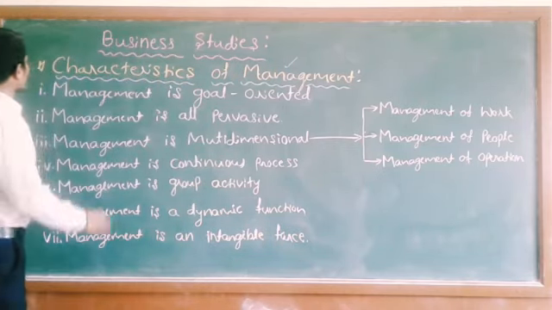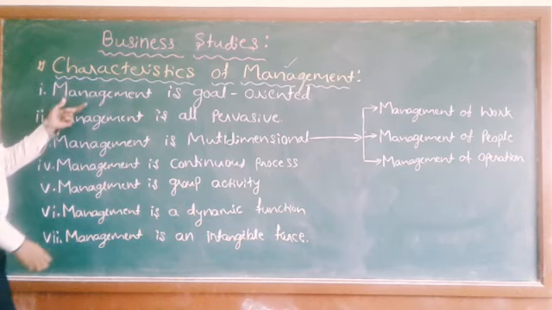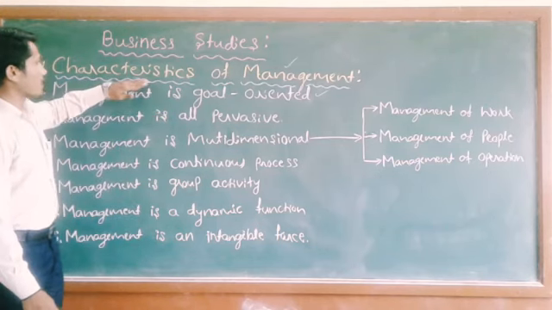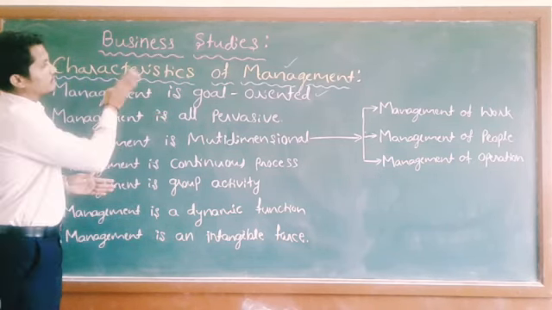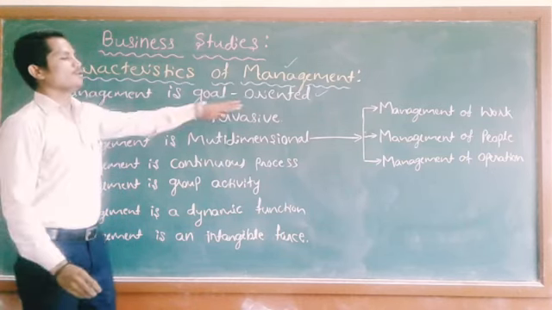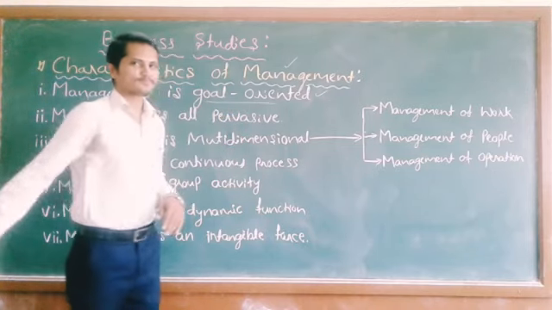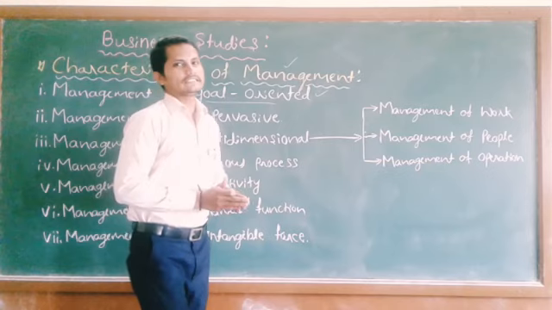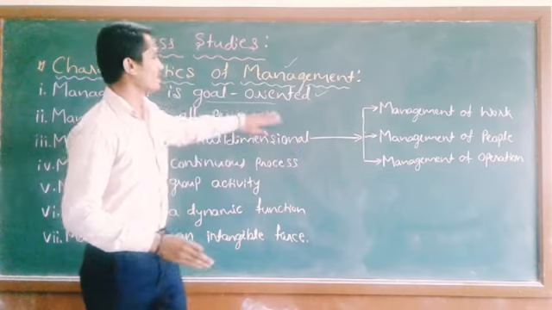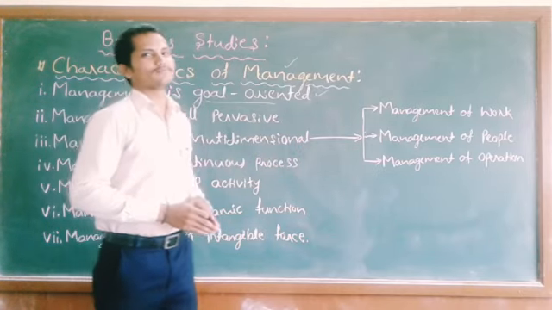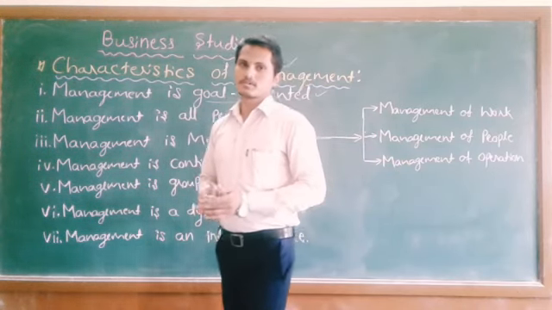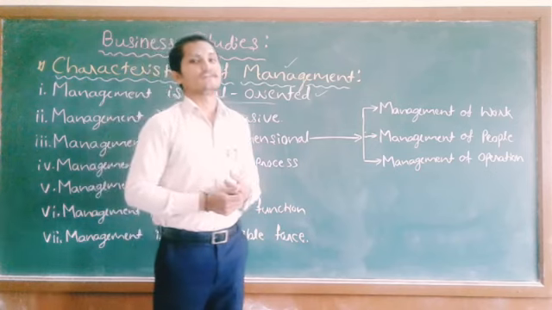First of all, management is goal oriented. The first characteristic, or first feature, is that management is goal oriented. Obviously, every management is goal oriented. Without any goal, there is no management. That means each and every management has its specific goals or specific intentions.